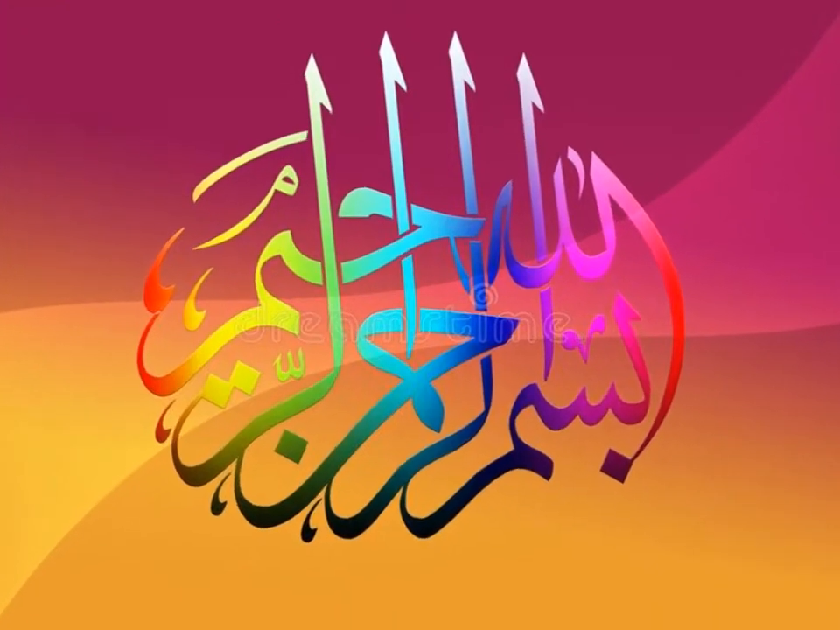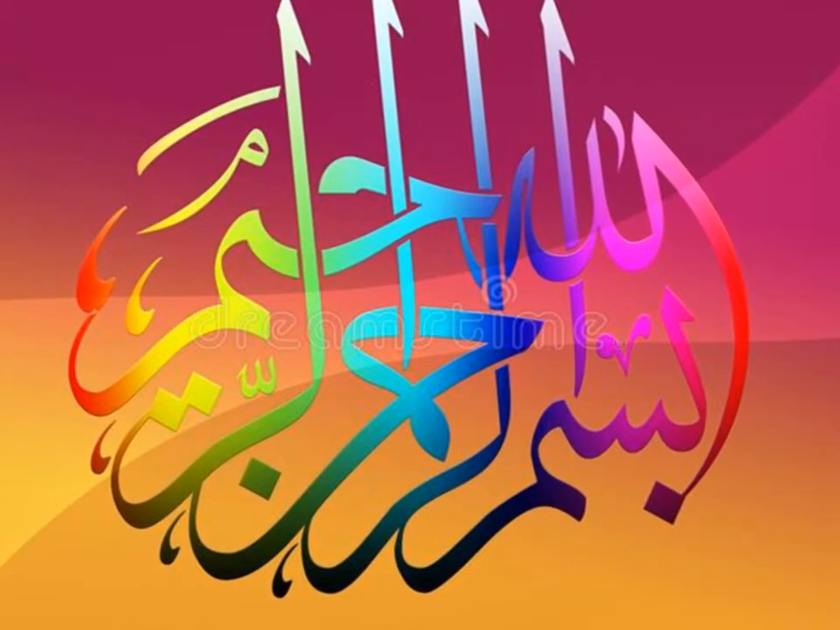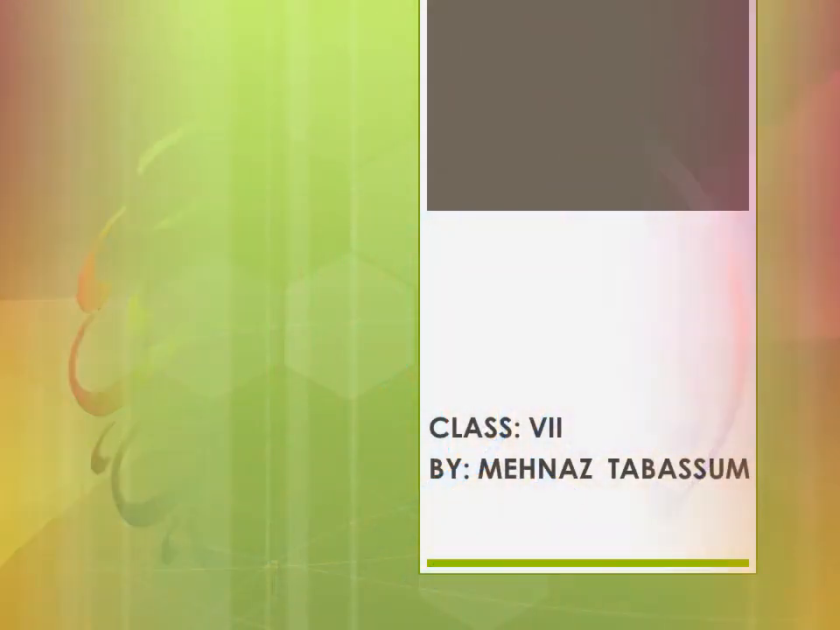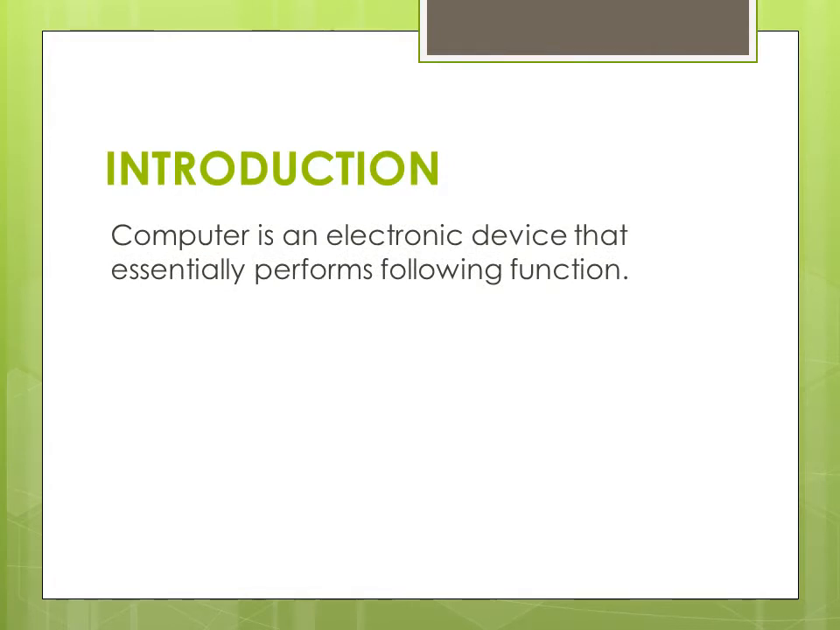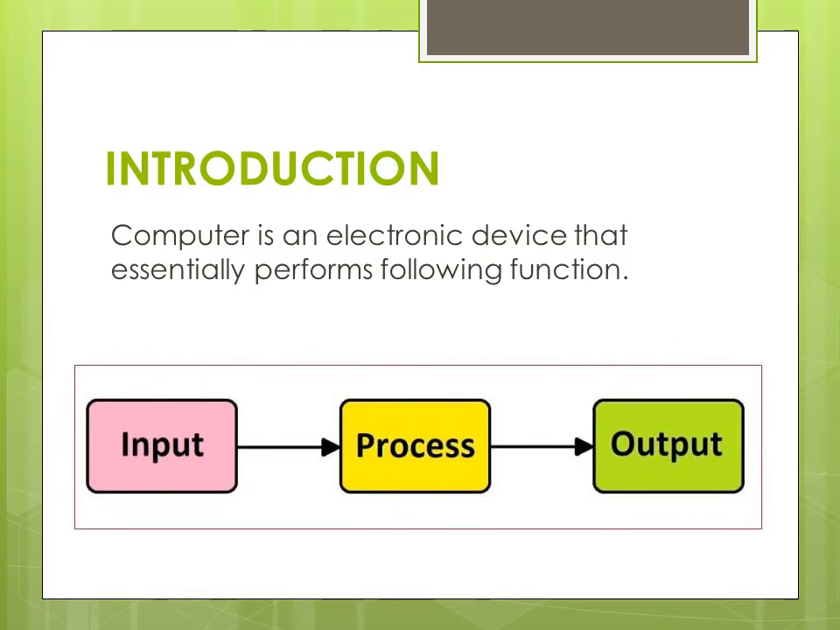The topic is hardware and software. So let's see what is software. Introduction. What is introduction? A computer is an electronic device that essentially performs the following operations. First one is input, then process, and then output.